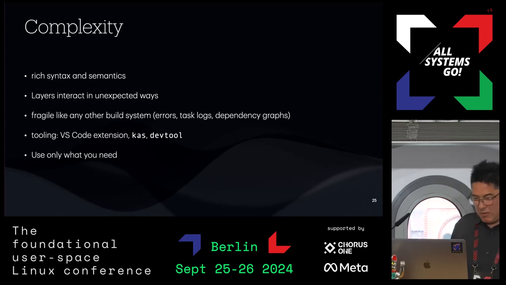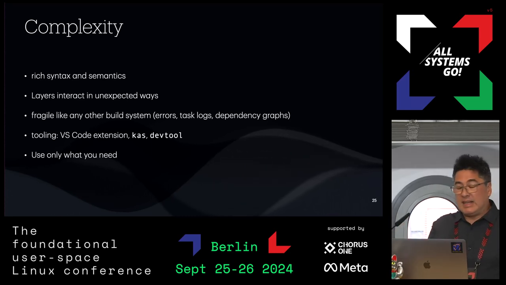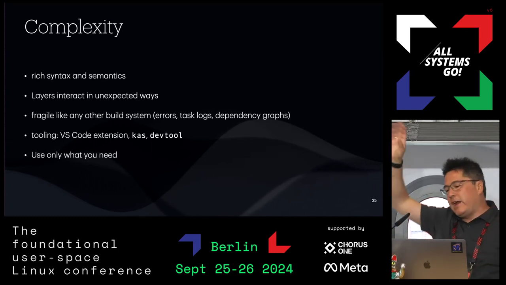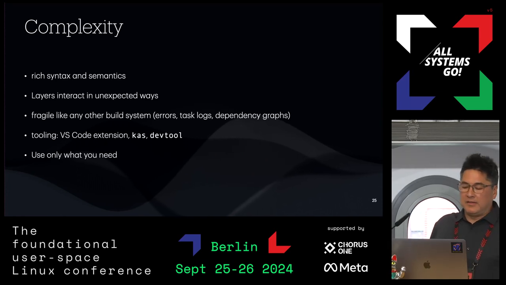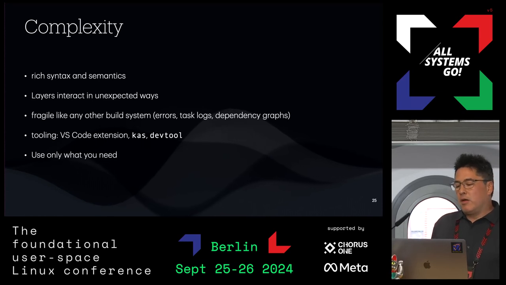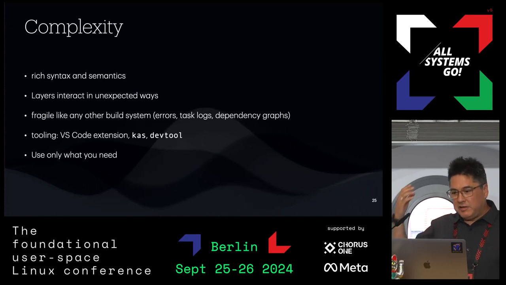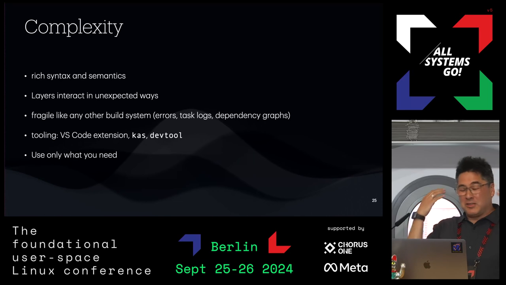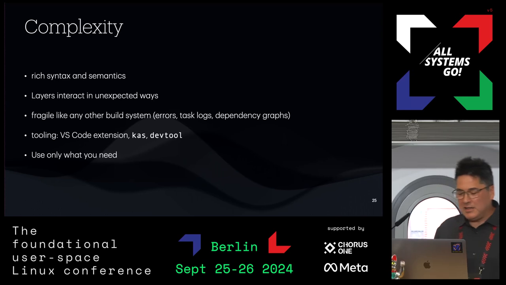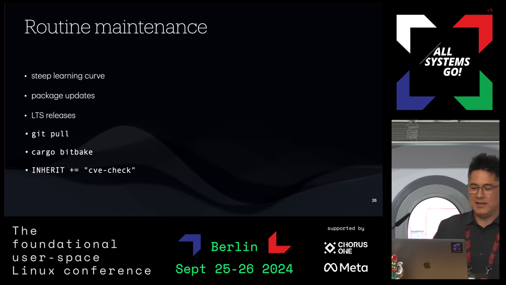Now, with something as complex as BitBake, it's like C++, right? All the features are there. You can do everything. You can do inheritance. It's extremely powerful, but along with all the features come all the foot guns. You're just trying to get your job done. Just because a feature exists doesn't mean you need to use it. Use what you need and nothing more to get your job done.